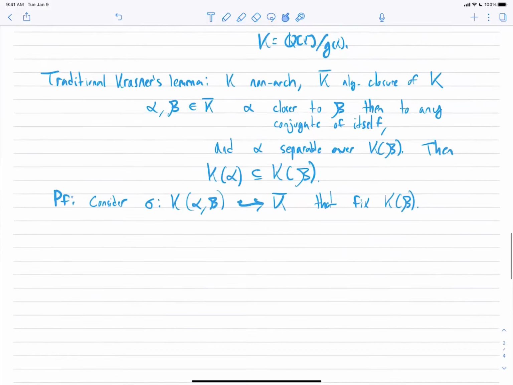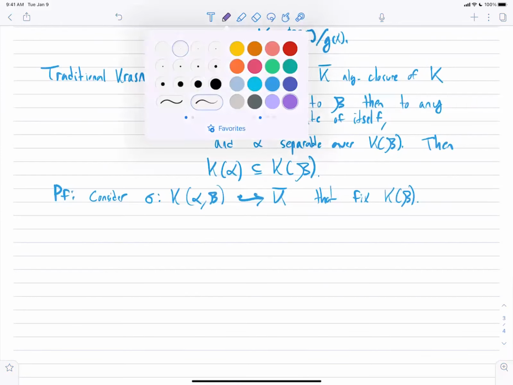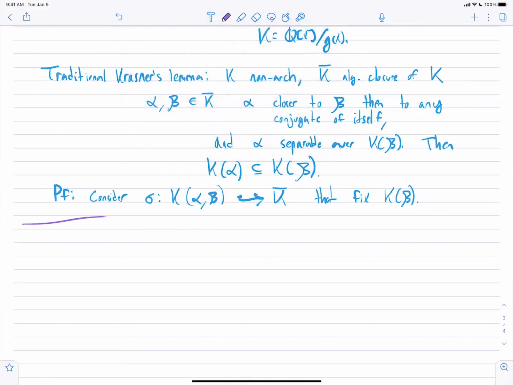Okay, but before I do that, I want to talk about another topic related to absolute values of roots. This is the topic of Newton's polygons. And here it's useful to use the additive version of the absolute value.